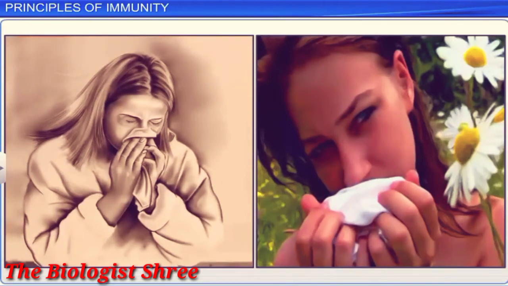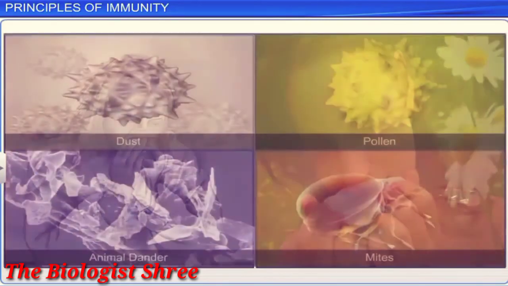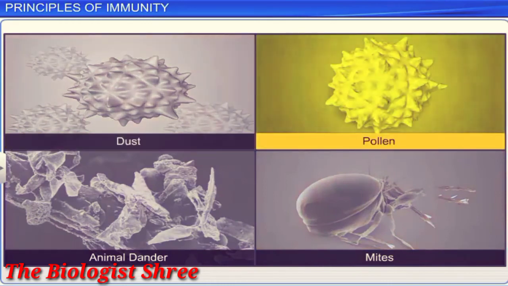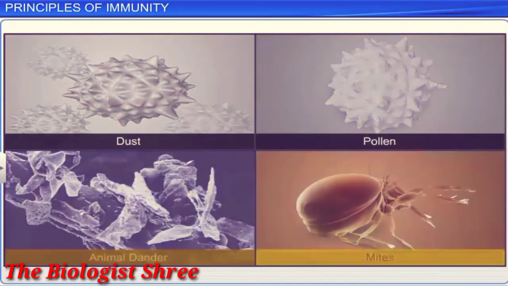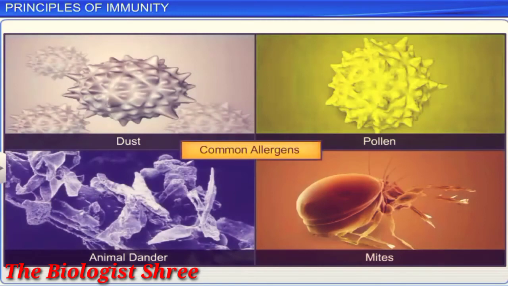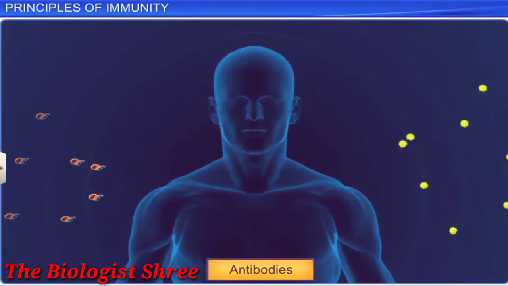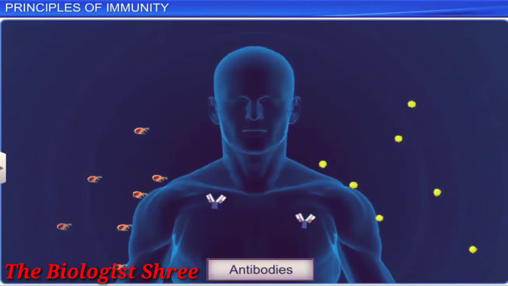This exaggerated immune response to certain antigens in the environment is called an allergy, whereas the substances to which such an immune response is produced are called allergens. Dust, pollen, animal dander, and mites are some common allergens. The antibodies produced against these allergens are usually the IgE type.